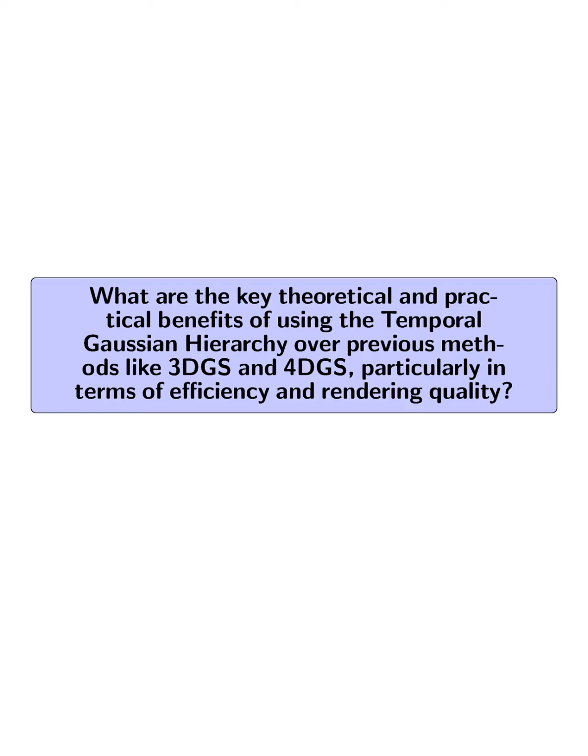What are the key theoretical and practical benefits of using the temporal Gaussian hierarchy over previous methods like 3DGS and 4DGS, particularly in terms of efficiency and rendering quality?